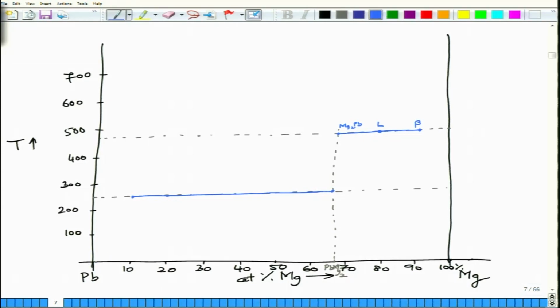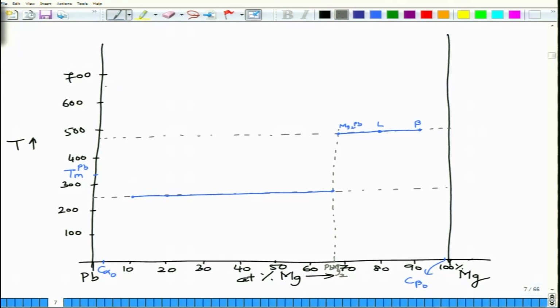We can mark them. So 2% magnesium in lead is somewhere here. So this is 2%, and then we have 1% lead in magnesium, which is somewhere here. Okay, so this is C alpha naught, and this is C beta naught, and then we need to mark the melting point. So we say that the melting point of lead is somewhere here, which is 327 degree centigrade. So this is melting point of lead. So this is TM Pb, and the melting point of magnesium is 650 degree centigrade, which is somewhere here.